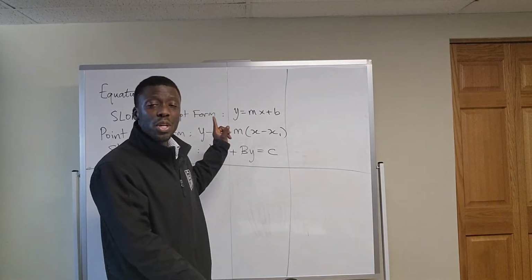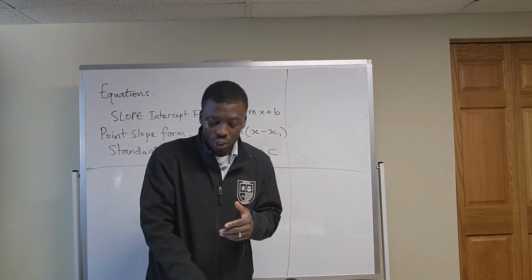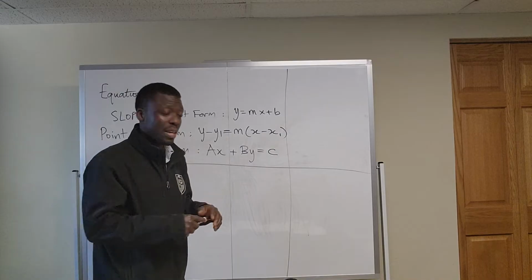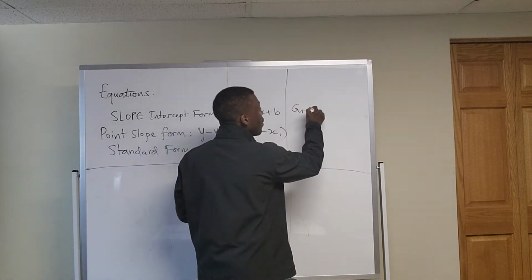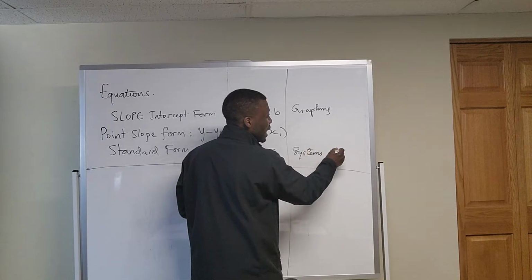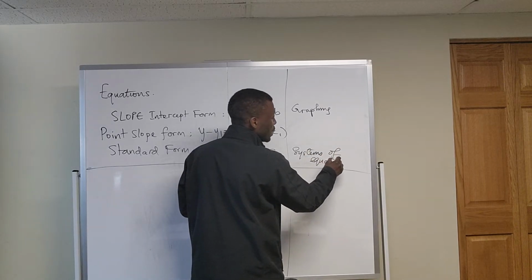Okay. When do we use the slope-intercept form, which is y is equal to mx plus b? We use that mostly when we're graphing, right? So here we use it when we're graphing. Here we use it when we're solving systems of equations. That's a very common use of it.